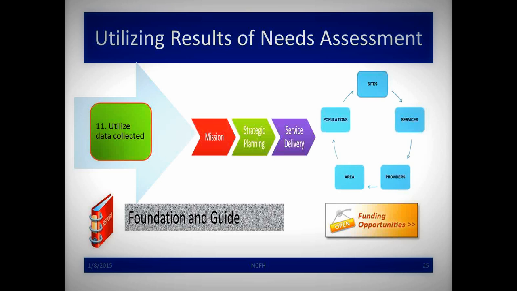And when we talk about service delivery, we are talking about the population, the area, the providers, the services, and the sites. Is there any need, based on the needs assessment, to modify the service delivery to overcome some of those barriers to care that your population may be experiencing? And of course, you also want to justify funding, whether it is for the 330G funding, for the 330 funding, or for any other kind of funding.